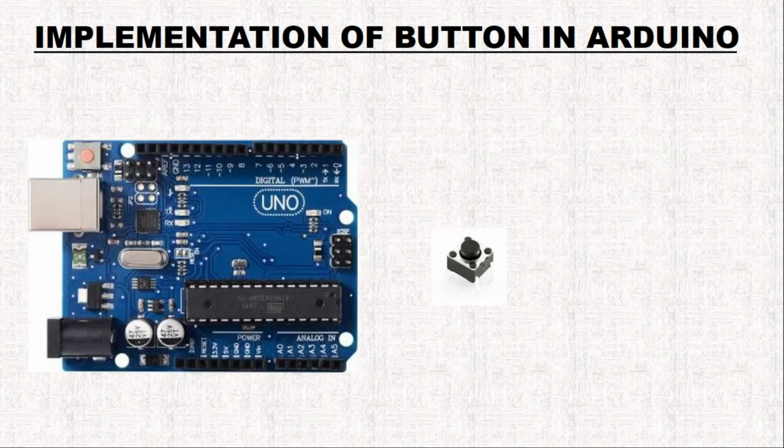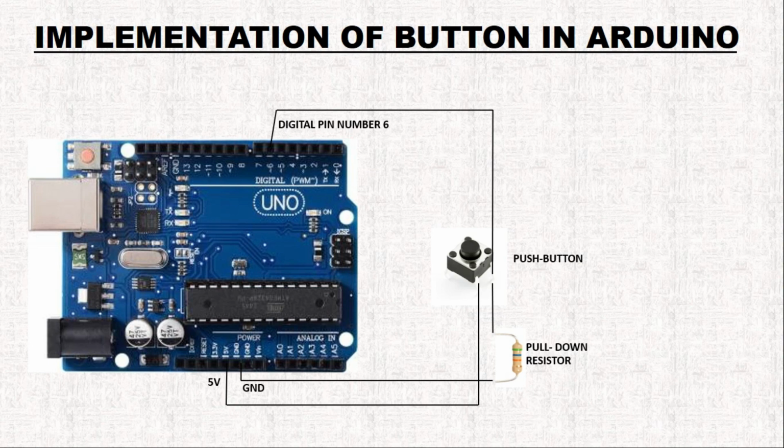So starting with the circuit, we have our push button whose one leg is connected to the 5 volt of our Arduino Uno and the second leg has two connections basically. Just observe this carefully. One of the connections is going to pin number 6 and the other one is connected to a pull down resistor. This pull down resistor is basically preventing the digital pin from resting in any false state.